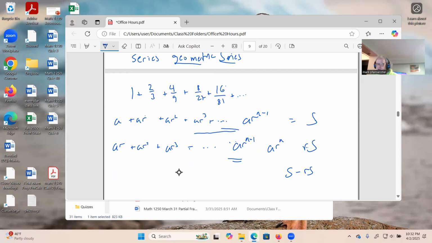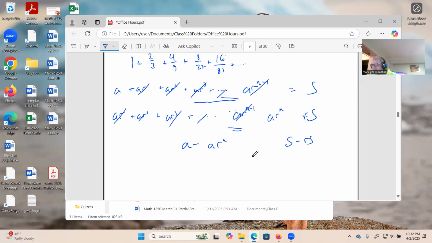So we're going to get the ARs are going to cancel because they're just going to shift over one, and they're all going to cancel except for this very last one. So we're going to say this is going to be S minus AR to the N, rather.